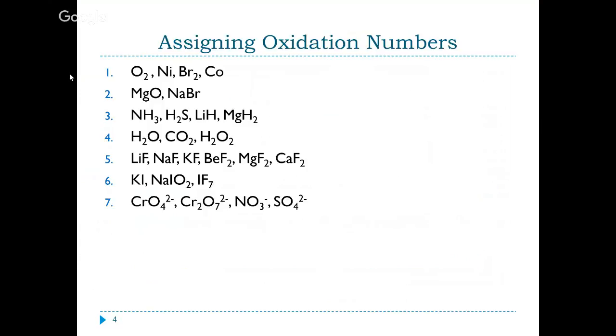We know magnesium is a group 2, so it's a +2. Oxygen is a group 6, it's a -2. Sodium is a group 1 metal, so it's a +1. Bromine is a halogen, which is group 7, so we know it's a -1.